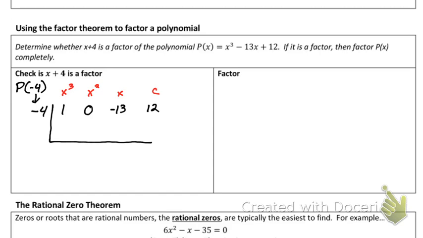All right, let's go ahead and run through this. I would bring down that 1. Negative 4 times 1 is negative 4. 0 minus 4 is negative 4. Negative 4 times negative 4 is a positive 16. Negative 13 plus 16 is a 3. Negative 4 times 3 is negative 12. My remainder is 0. Since my remainder is 0, x plus 4 is a factor.